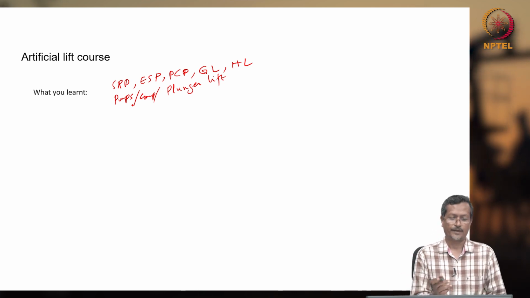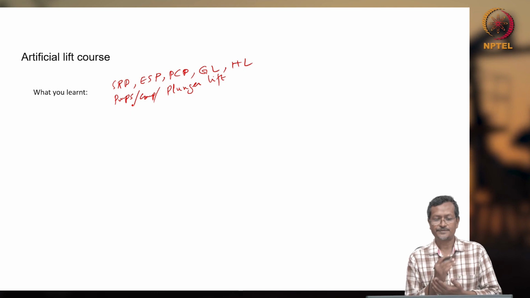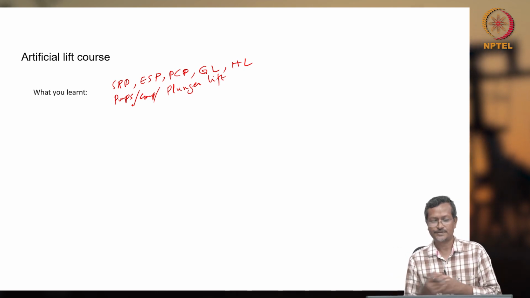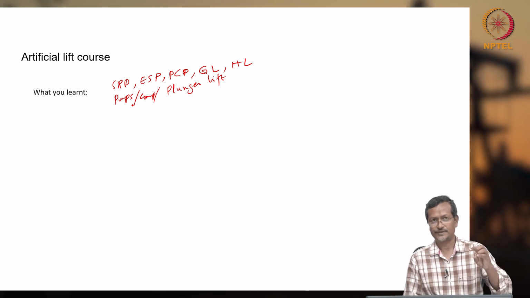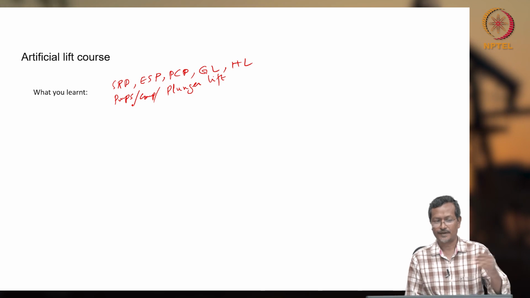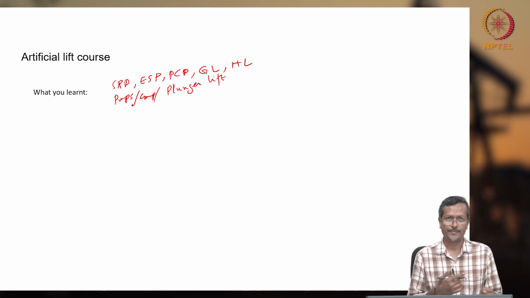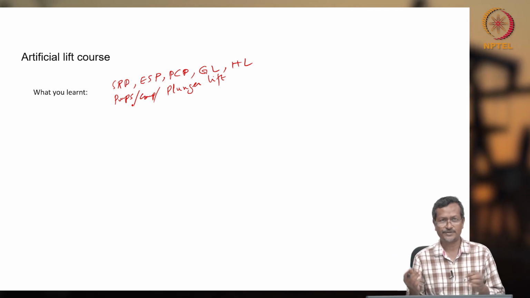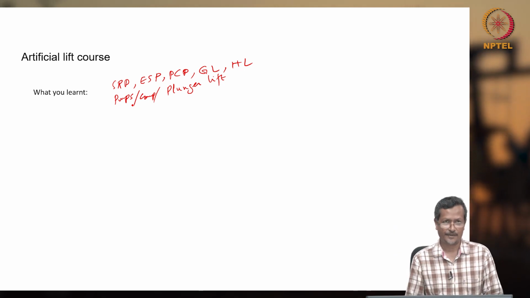One more thing: sucker rod pump, ESP, PCP, gas lift, all these selection methods I already discussed. If you go through the individual lectures, the positive and negative aspects are already discussed there, but to summarize, the sucker rod pump has a heavy surface unit, so offshore application is a little limited, and flow rate is limited, okay.